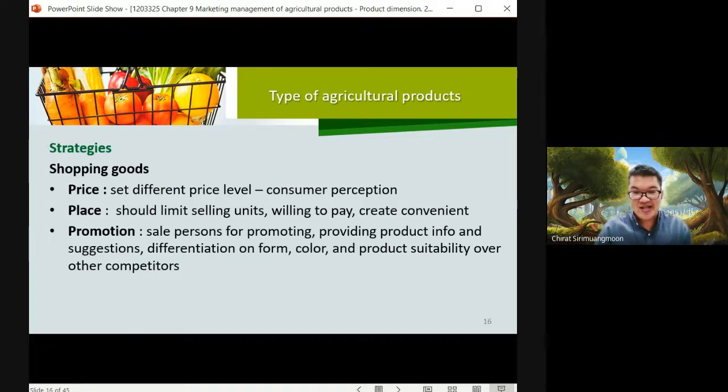And also, they can provide some product information and some suggestions, because with some shopping goods, if they don't have the salesperson, the consumer might think it's the same thing. I mean the same product, like oranges from Chiang Mai and oranges from Bangkok. But how do I know they're different? The salesperson is going to serve that.